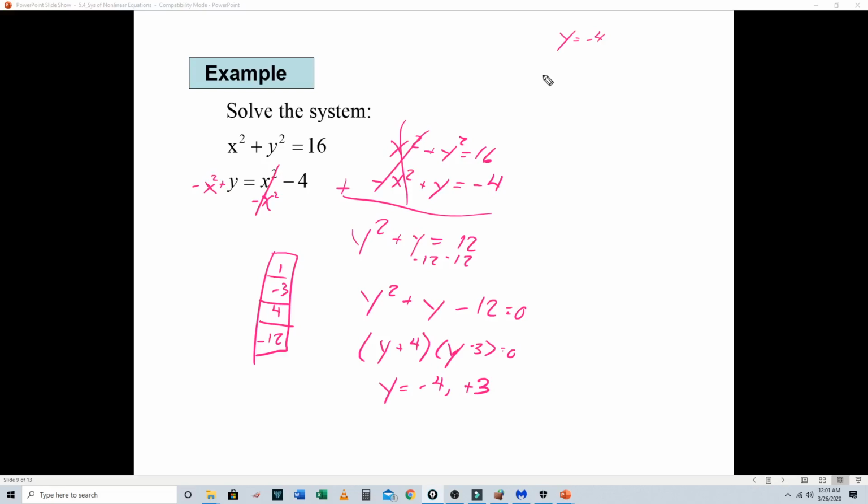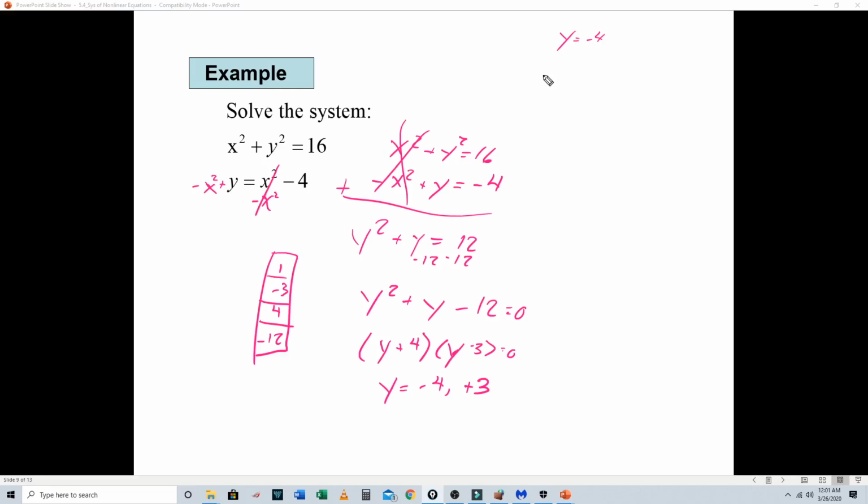x squared plus -4 squared equals 16. So x squared plus 16 equals 16, which gives x squared equals 0. So when you square root both sides, you get x equals 0. So (0, -4). All right, so that's one solution.